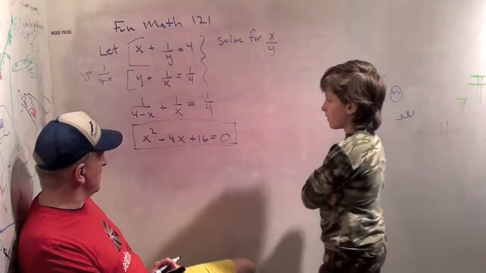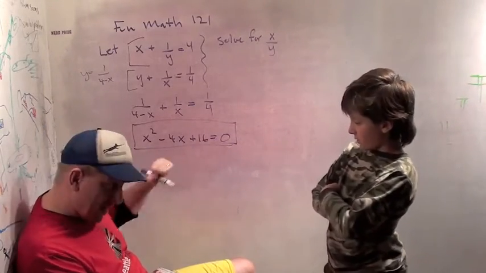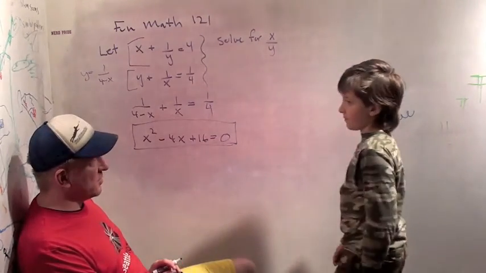Well, what's different? What kind of equations do we know how to solve? Linear equations. Is this a linear equation? Nope. Why not? Because it's got an x squared in it.